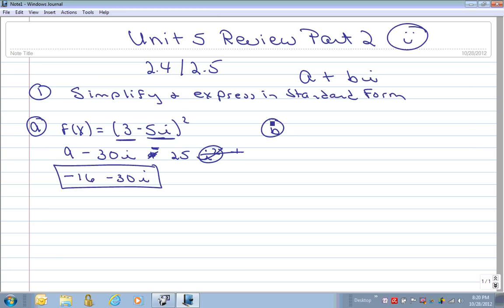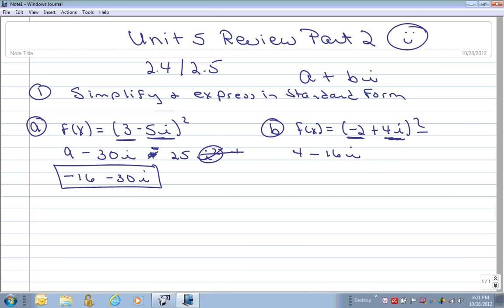All right, let's go on to part B. For B, we have f of x equals (negative 2 plus 4i) squared. Very similar problem, again using that same shortcut. So we take the first term, negative 2, and square it, which would be positive 4. We multiply everything together, so negative 2 times 4i is negative 8i, times 2 would be negative 16i.